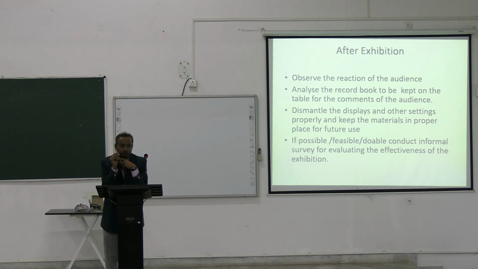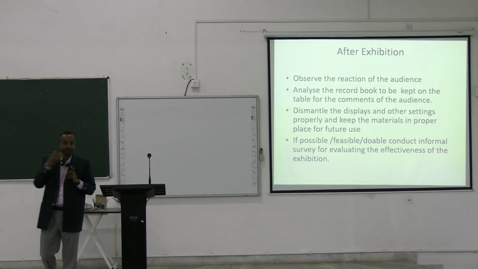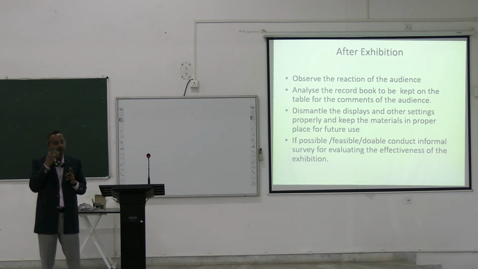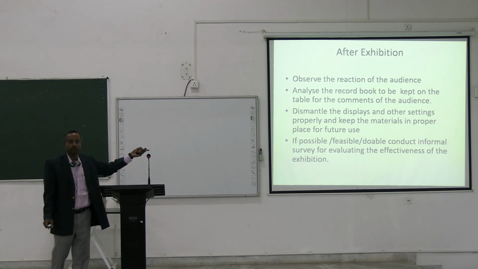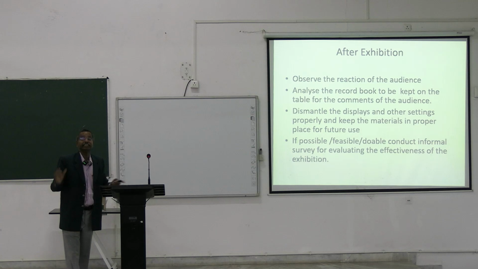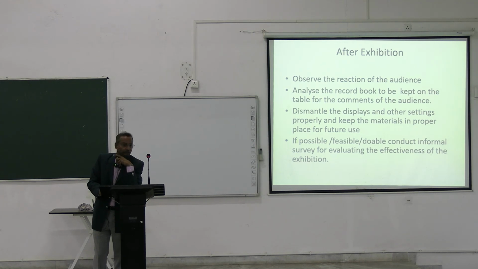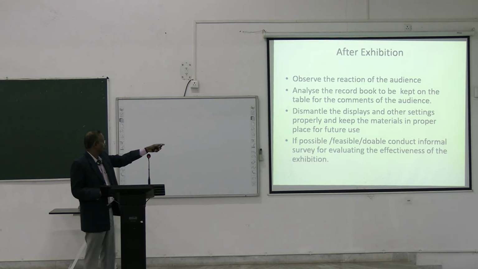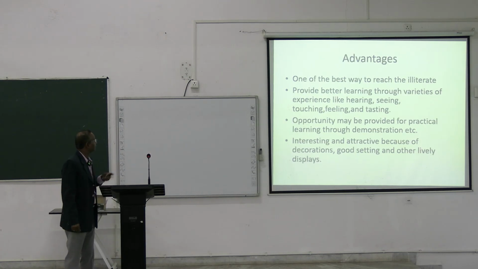It is not possible to get them again and again, nobody will give them to you. Once you procure, you have to keep them in good condition so that a second or third time you can use the same exhibits in different areas. If possible, feasible or doable, organize or arrange an informal survey. Whom will you survey? The audience who have participated in your exhibitions, who have gone through your exhibits. Conduct an informal survey for evaluating the effectiveness of the exhibitions.